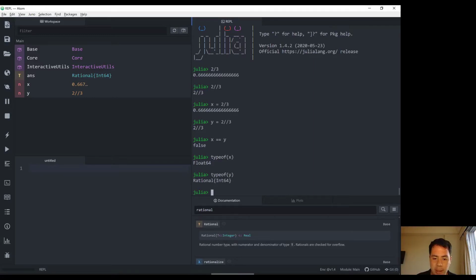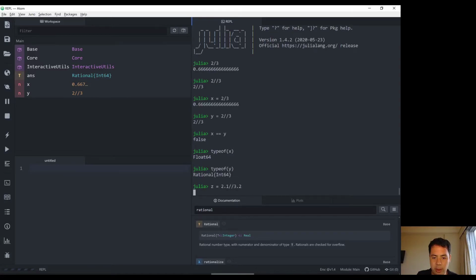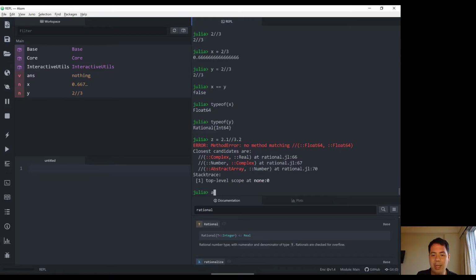So that is this rational number. So this is a rational of integer types. I wonder if we can have a rational of floating point types. Let's try that out. Let's try Z equals 2.1 divided by 3.2. What does that happen? Error. Okay, so we're not allowed to use floating point numbers in our rational. It has to be integers.